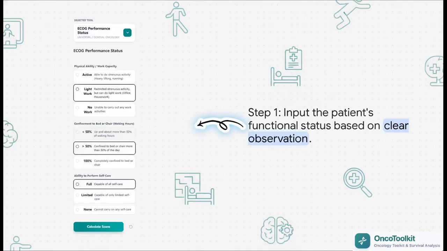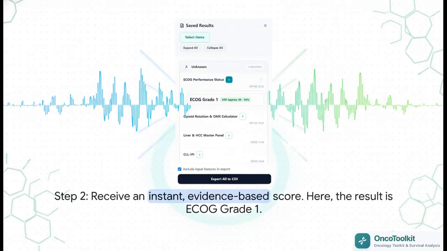It all kicks off with these simple, intuitive inputs. You're just selecting the patient's observed physical ability, their level of confinement to a bed or chair, and their capacity for self-care. It's designed to be totally unambiguous, just clear clinical observations. And boom, in seconds, there's your result. Based on what we put in, the tool calculated an ECOG grade of 1. Right away, this places the patient in that low-risk tier we just talked about, which suggests that standard treatment is likely the appropriate path forward.